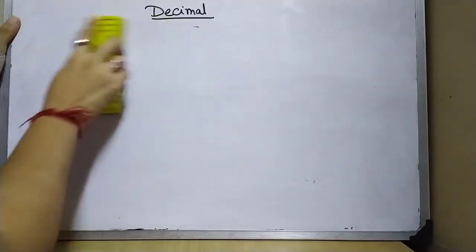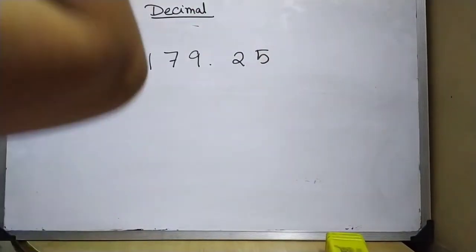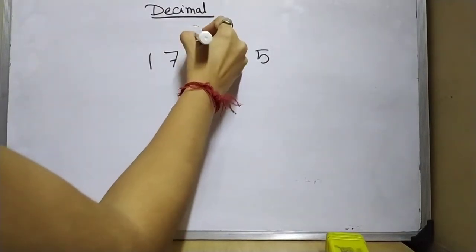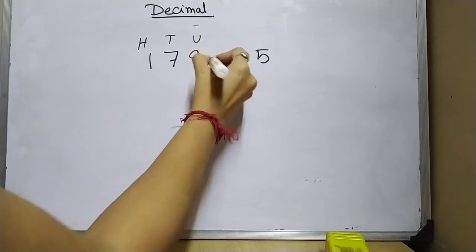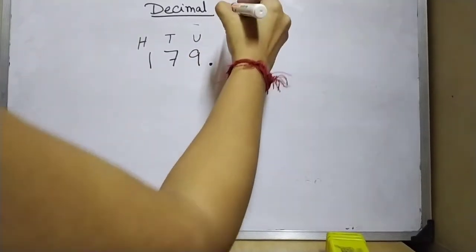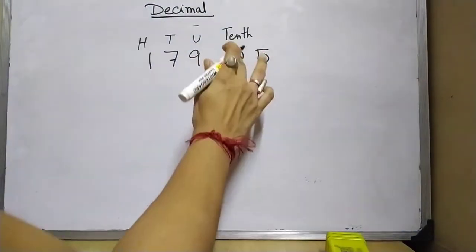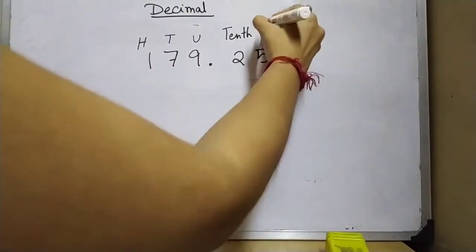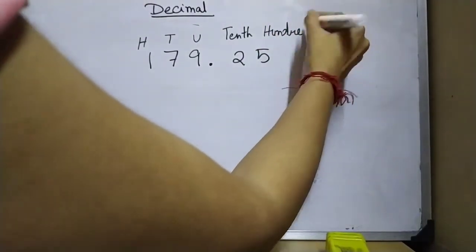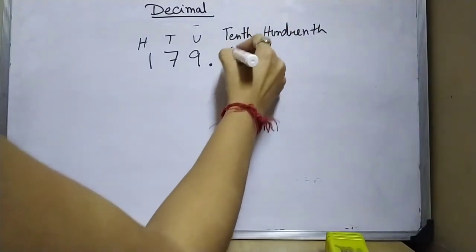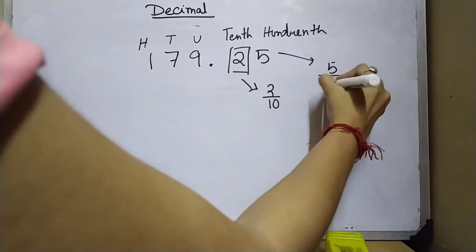Now for the numbers before the decimal, what will we call them? This is the unit place, this is the tens place, this is the hundreds place. The number just after the decimal is known as the tenths place, and the number two places after the decimal is in the hundredths place. This place means 2 by 10 and this place means 5 by 100, right?